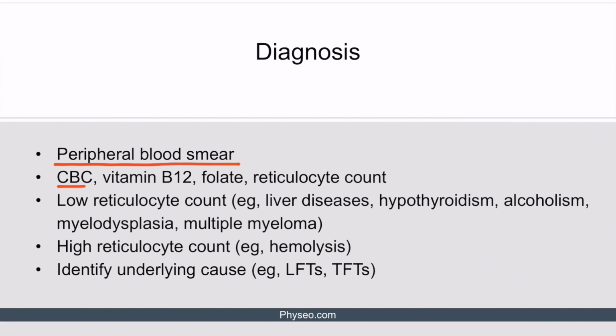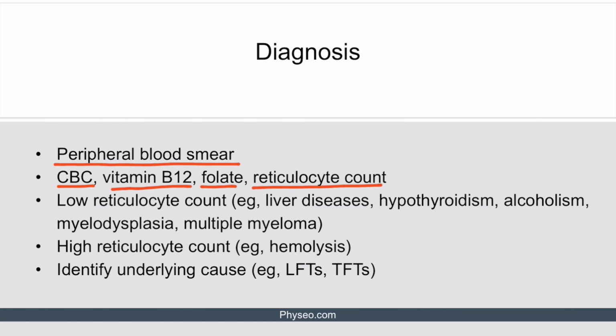A peripheral blood smear, CBC, vitamin B12, folate, and reticulocyte count are the initial tests recommended for the workup of non-megaloblastic macrocytic anemia. These tests help us rule out other potential causes and evaluate the blood for the presence of megaloblastic changes.